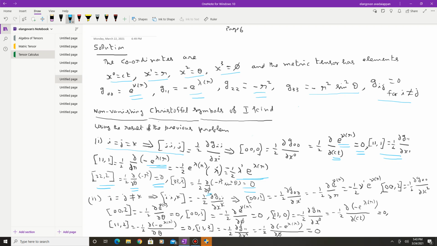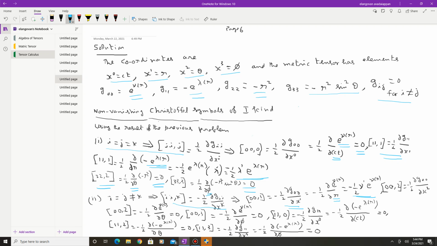This expression we have already evaluated, and now you substitute i equal to 0, j equal to 0, and k must be different, so k should not be 0. The possibilities are [0 0, 1], [0 0, 2] and [0 0, 3]. Let us evaluate [0 0, 1]. Using the result, this becomes half into d g00 by dx1. The coordinate x1 is r, and g00 is e^nu of r, so you differentiate.